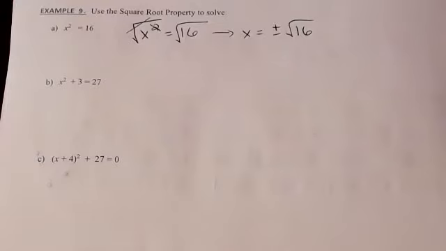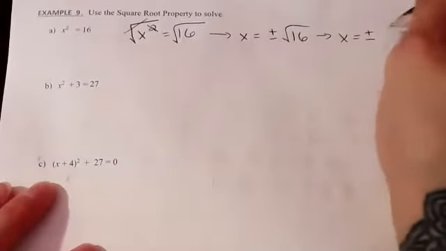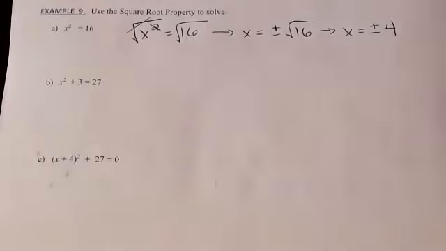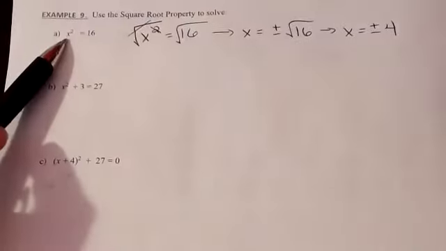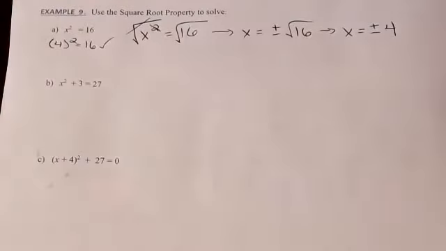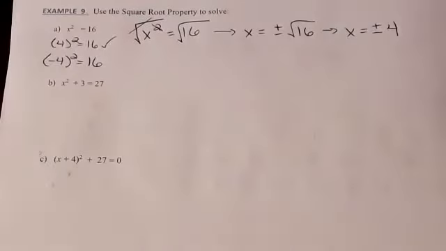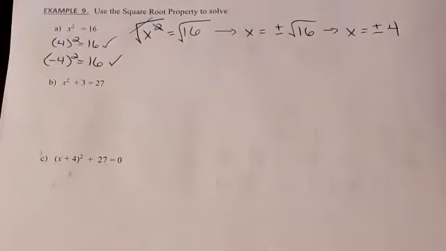The square root of 16 we know is 4. So what this is telling us is that x can be either a positive 4 or a negative 4. Is that true? Let's see. If my answer is positive 4, does 4 squared equal 16? Yes, it definitely does. If x is negative 4 and we substituted that in, does a negative 4 quantity squared equal 16? And guess what? Yes, it does.